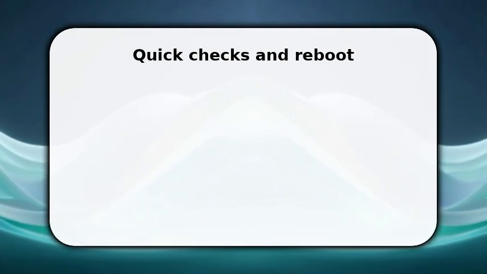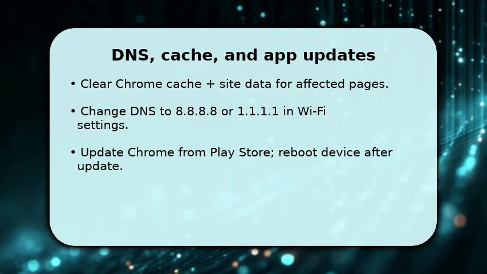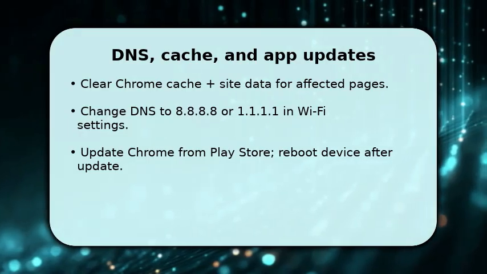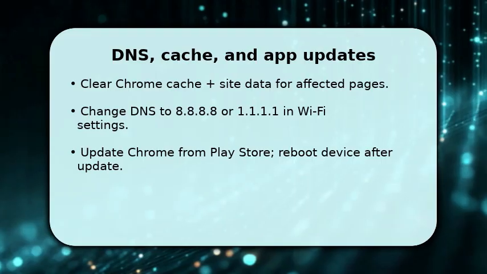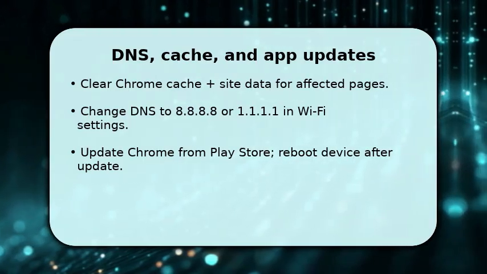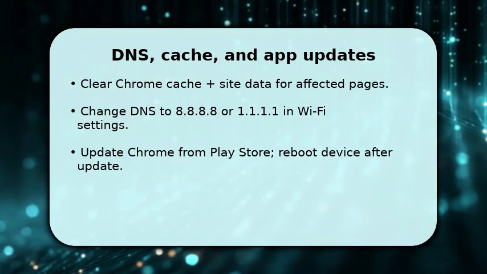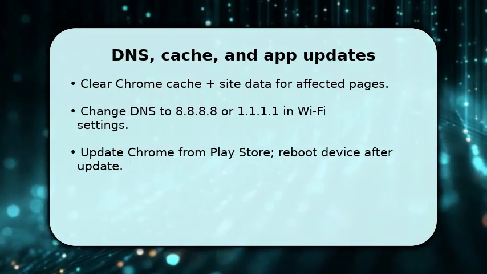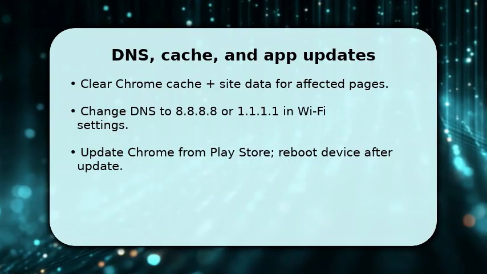Make sure Chrome isn't offline in data saver or in a restrictive battery mode, because those block background network access and cause the error. Once the app restarts, clear cache and site data for the specific site to remove stale entries and certificate caches. If the problem persists, change your DNS to a public resolver like 8.8.8.8 or 1.1.1.1 in your Wi-Fi network settings to bypass ISP DNS issues.